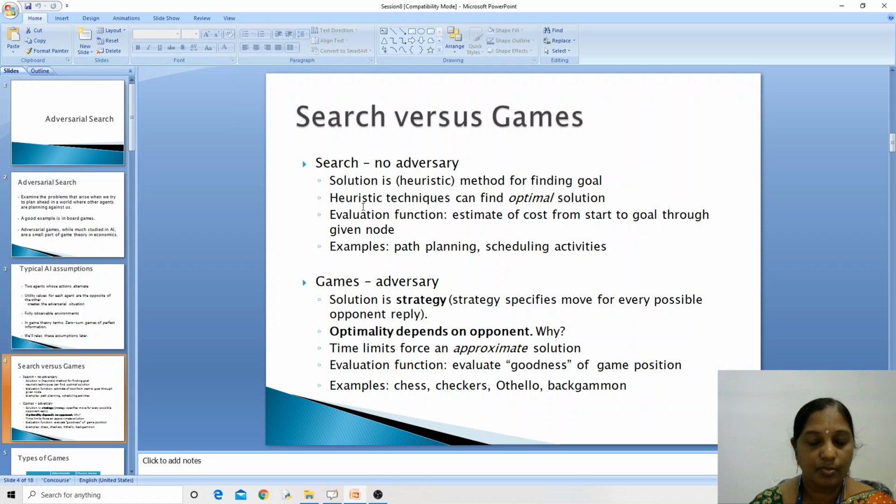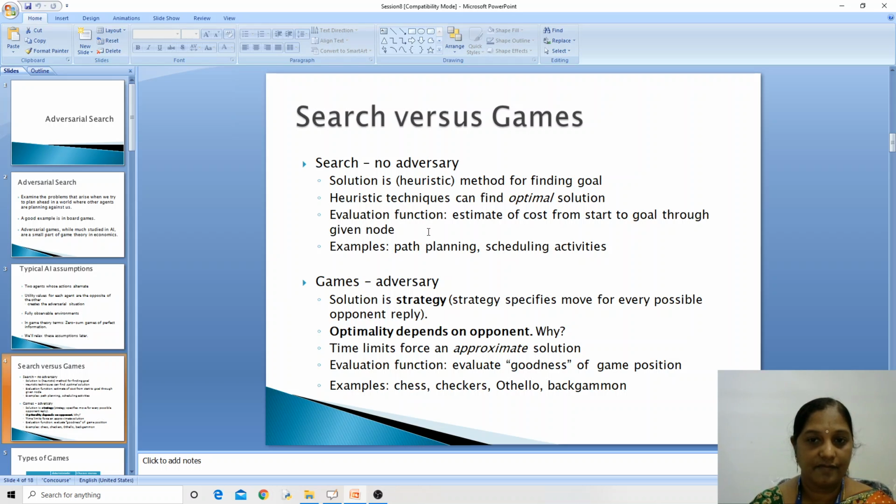Next, heuristic techniques can find an optimal solution. Why? What is an optimal solution? In the given set of feasible solutions, you need to find one best solution. So how are you going to find the best optimal solution? With the help of heuristic techniques. What is the heuristic technique? That depends upon what you are applying it to. So the heuristic value depends upon the problem for which you are finding the optimal solution.